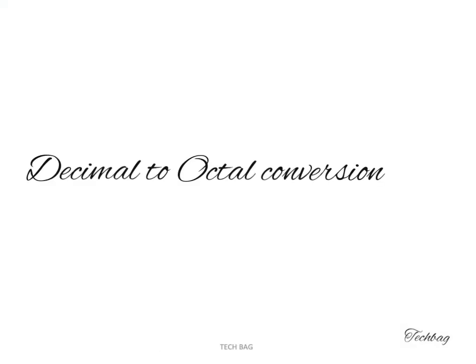Next is decimal to octal number conversion. It is the same as decimal to binary number conversion. In the octal number system, the base value is 8. So you have to divide the decimal integer by 8 and you have to multiply the decimal fraction by 8. So that is the difference between decimal to binary conversion and decimal to octal conversion. All the procedures are the same. Let us see one example.